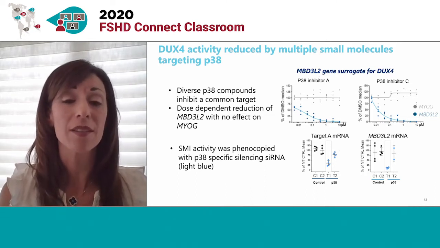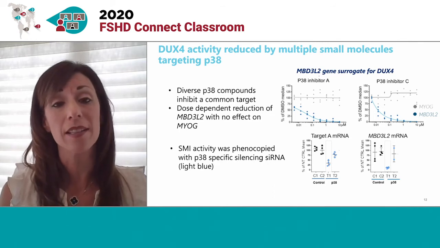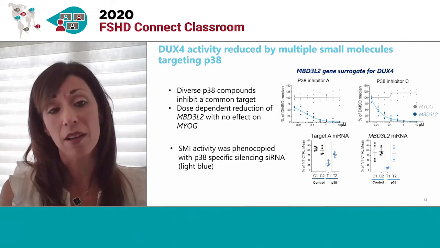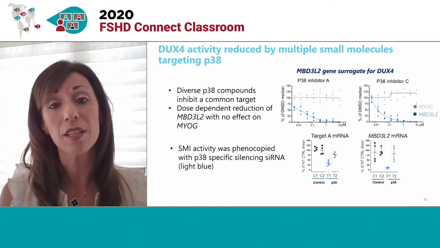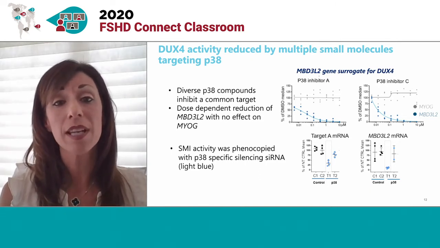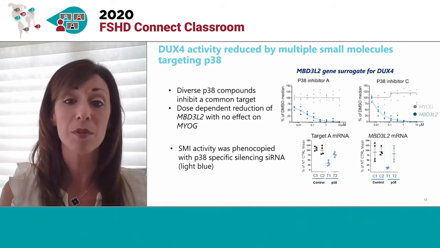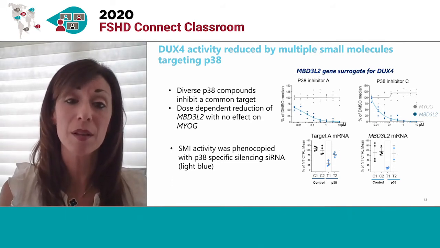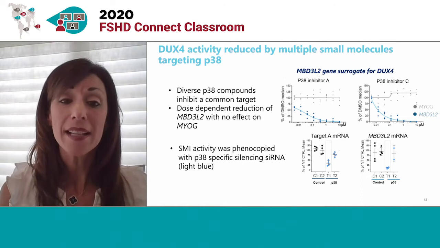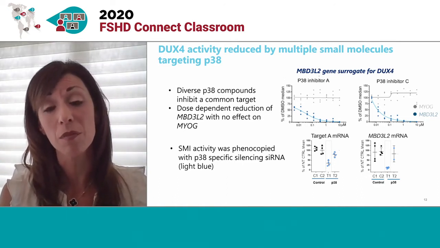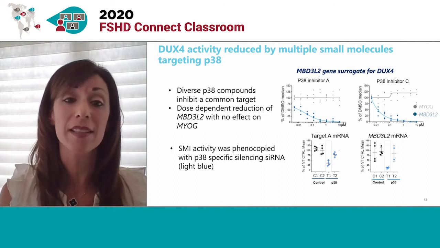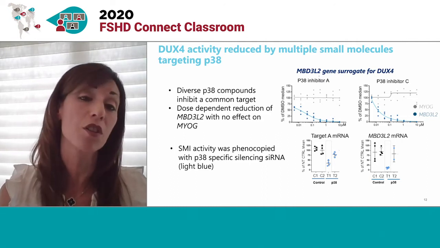And how we do that is we can potentially look at molecules or compounds that are inhibitors of the P38 pathway. On the right here in the upper row, you see two graphs, one with P38 inhibitor A and one with P38 inhibitor C. So these are two compounds that inhibit P38. On the x-axis, you can see the concentration of these compounds going from low to high. And on the y-axis, you can see the percent of control.